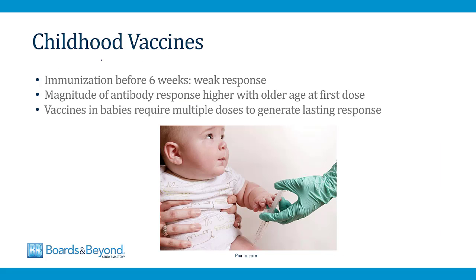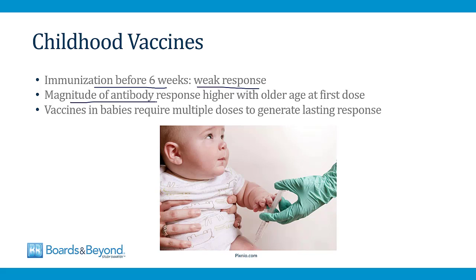And then finally, let me tell you one basic principle of how vaccines work, and this will help you understand the schedule of when we give vaccines to children. So immunizations before 6 weeks of age in a newborn baby have a very weak response. So in general, we try not to vaccinate children before 6 weeks unless we really have to. There's only one vaccine we give before 6 weeks, and that's hepatitis B.